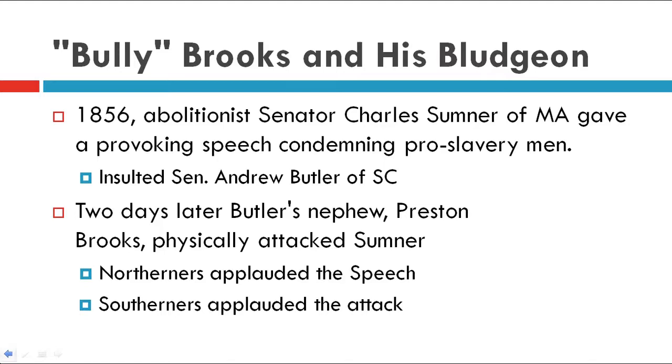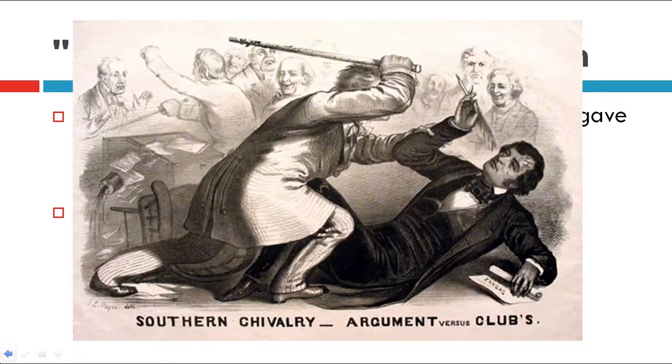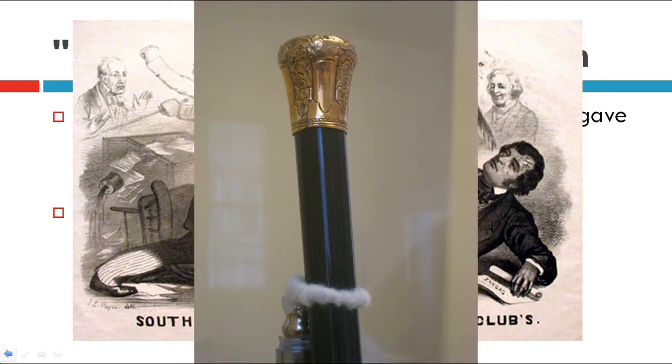Please note that Northerners applauded the speech, and I suppose the content of the speech, and perhaps even the insult within the speech, while Southerners applauded the attack. In fact, many people replaced Butler's cane with new canes as he had broken his. Here's a picture that you may have seen from the book. It's pretty iconic. Here's a picture of the cane itself that was used.